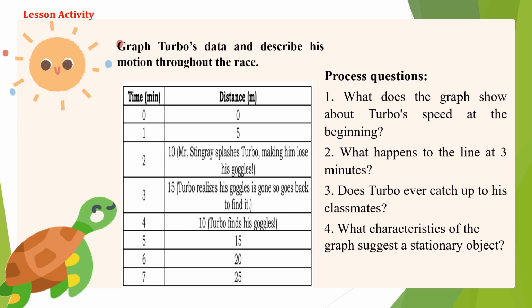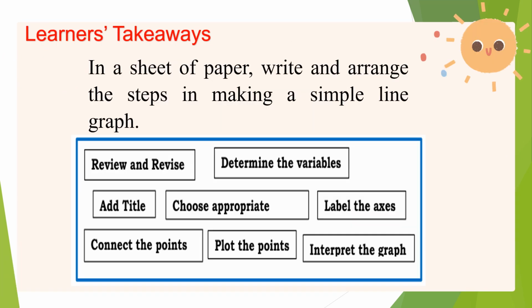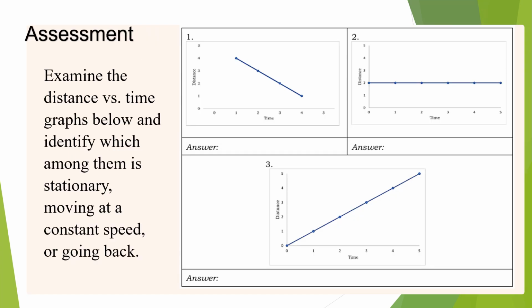Now you may graph Turbo's data and describe his motion throughout the race in your notebook and answer the following process questions. Now this time, in a sheet of paper, write and arrange the steps in making a simple line graph. And for your assessment part, examine the distance versus time graphs below and identify which among them is stationary, moving at a constant speed, or going back. Do this in your paper.